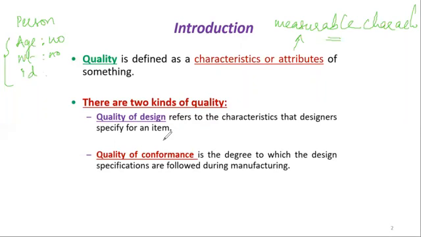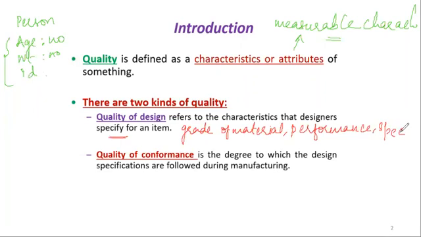The first one is the quality of design. This quality of design refers to the characteristic that designers specify for a specific item. Now, let's take a few examples of quality of design. This can be the grade of material that you're using, what quality it is. It can be the performance, the specifications, or tolerance also on a specific application. So these are your qualities of design.